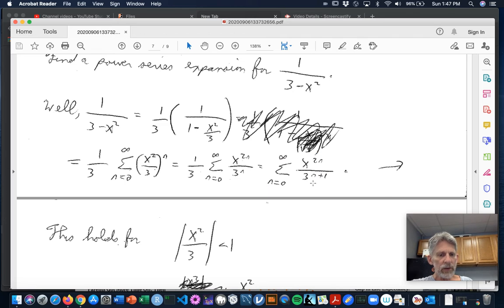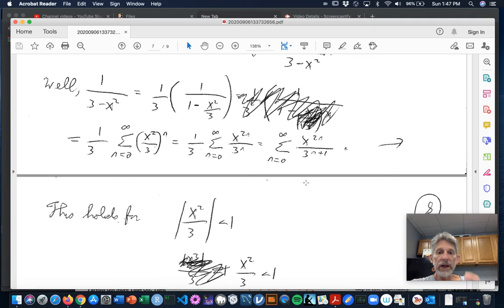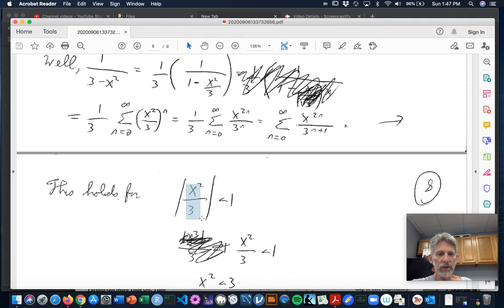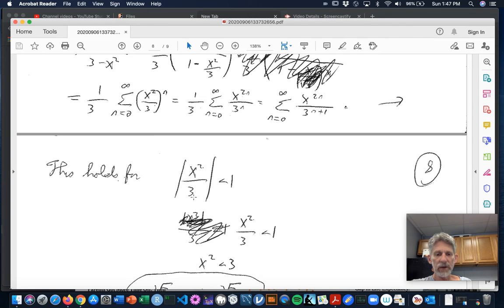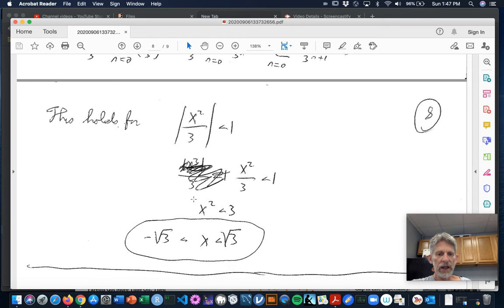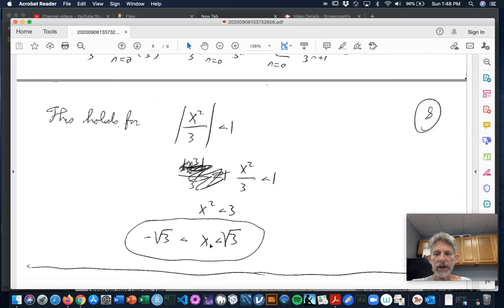Well, it's not always equal to the series. It's only equal to the series when the geometric series converges. So that ratio term of x squared over 3 has to be less than 1 in absolute value. Well, x squared over 3 is always positive, so I can just drop the absolute values. Looking for the x here, x squared has got to be less than 3. And so this equation works when the x's are between minus and plus the square root of 3. Then I can rewrite the fraction as that power series.